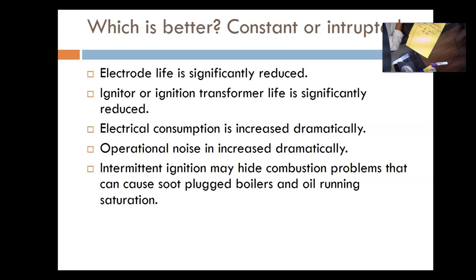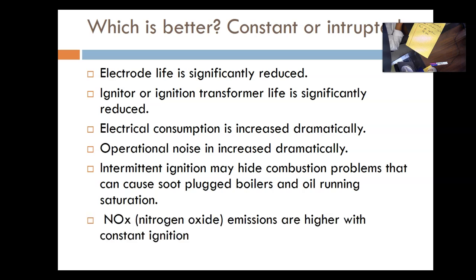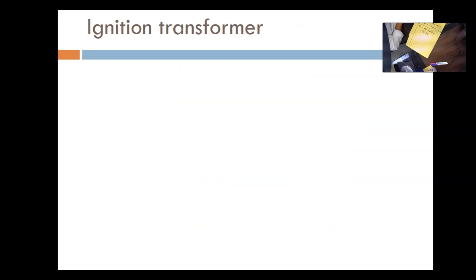Also, if you have constant ignition, you will have combustion that can be not as clean as it's supposed to be, and it will be covered up by a constant source of heat to light up the oil at not the optimum conditions. You can produce more nitrogen oxide using constant ignition.